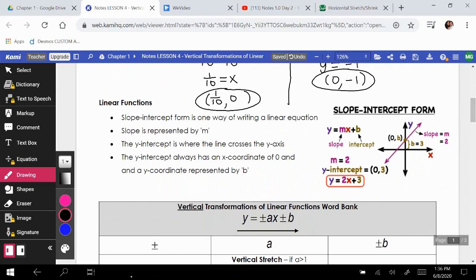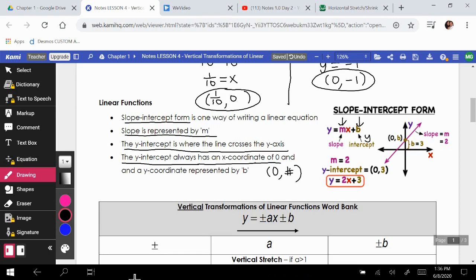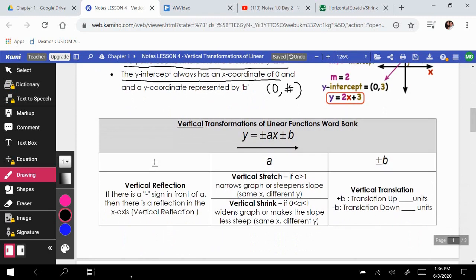I've already talked a lot about linear functions. We've been talking about using slope-intercept form, where m is the slope and b is the y-intercept. Here again it says slope is represented by m. Using slope-intercept form, the y-intercept is where the line crosses the y-axis. We've talked about that. The y-intercept always has an x-coordinate of 0, which is why we write it as 0, comma, some number. What we're going to be doing today is actually transforming the linear function. What is a transformation? A transformation is just any kind of change of the linear function. So if there's a change in the way the linear function looks, a transformation has occurred.